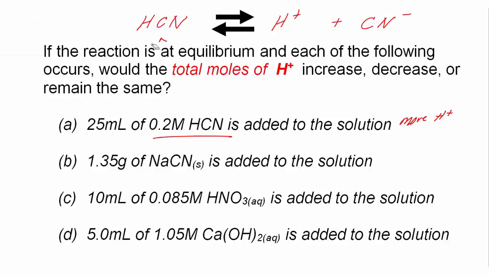Let's try this again. We're adding sodium cyanide, and it's solid. Remember our solubility rules. Anything with these alkali metals is 100% soluble, so we hardly ever look at them. So we are really adding cyanide. So if you're adding cyanide, now we have too much product. Equilibrium will shift towards reactants. We'll have less.